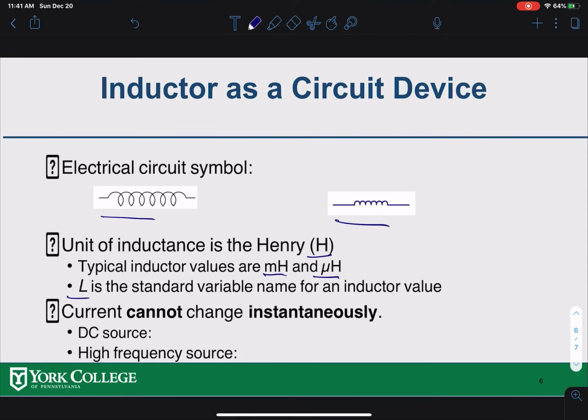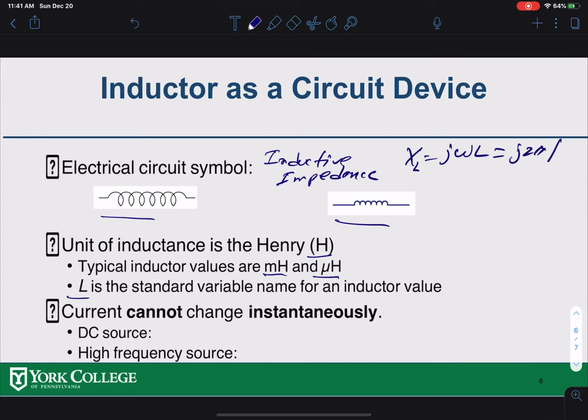So let's see how it works. XL, the inductive impedance, let's write it down here, is j omega L. Again, omega is 2 pi f. So L, not C, L. This f is frequency. Again, you can see that inductive impedance is also frequency dependent.